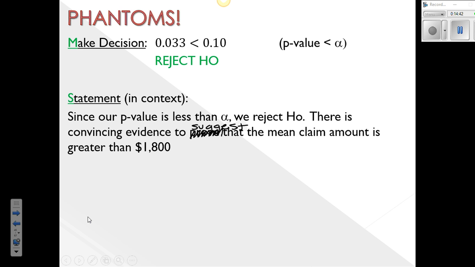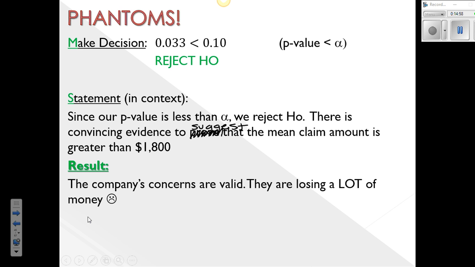Okay. So what does that mean here? So what's the result here? You read the scenario. They were concerned, which is why we tested the claim. Do they have reason to be concerned? Yes. Because they're going to potentially lose a lot of money. So the company's concerns are definitely valid. They are losing a lot of money. Frowny face. Stay sad.